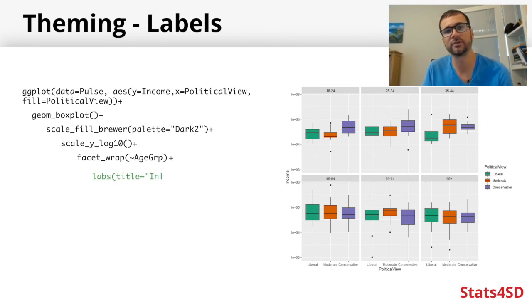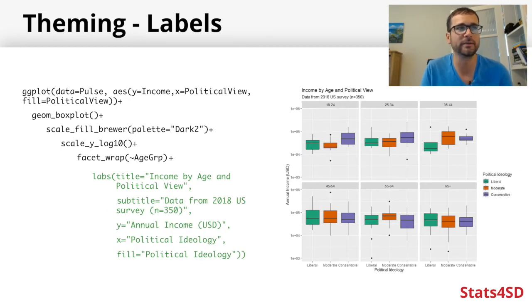And if we use that function, we can set labels for our title, we can add a subtitle, and then we can label all of the aesthetics. So here I've just put in a title and a subtitle, and then I've got annual income as a Y label, political ideology as an X label.